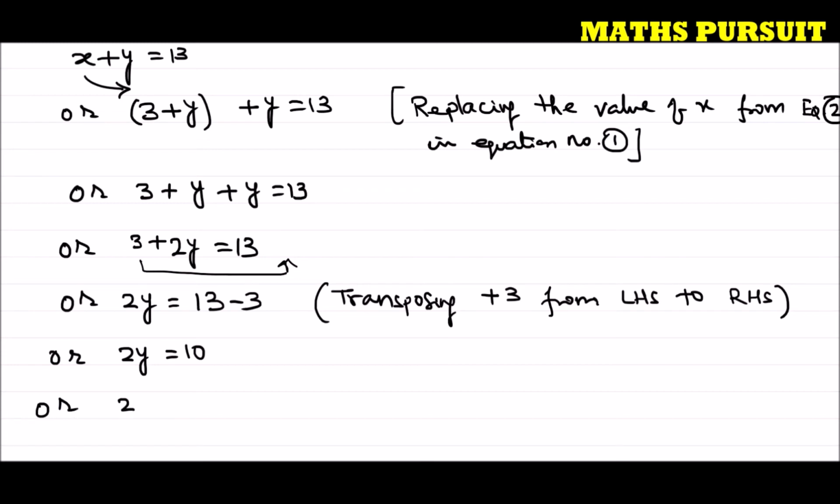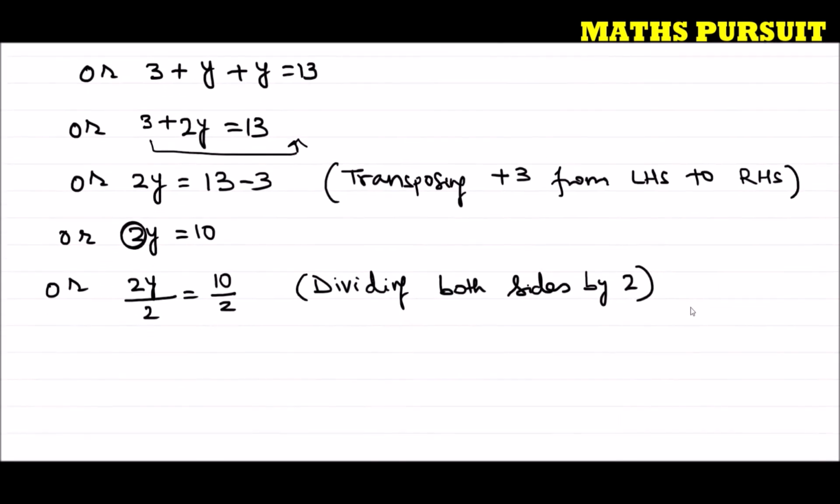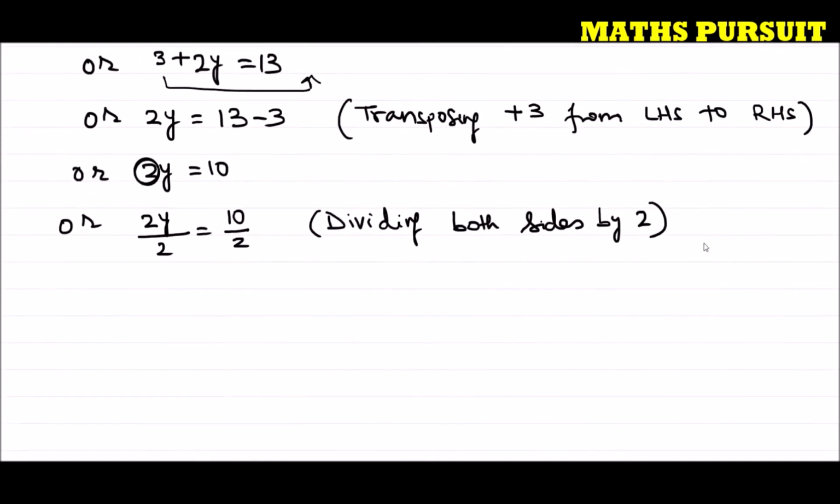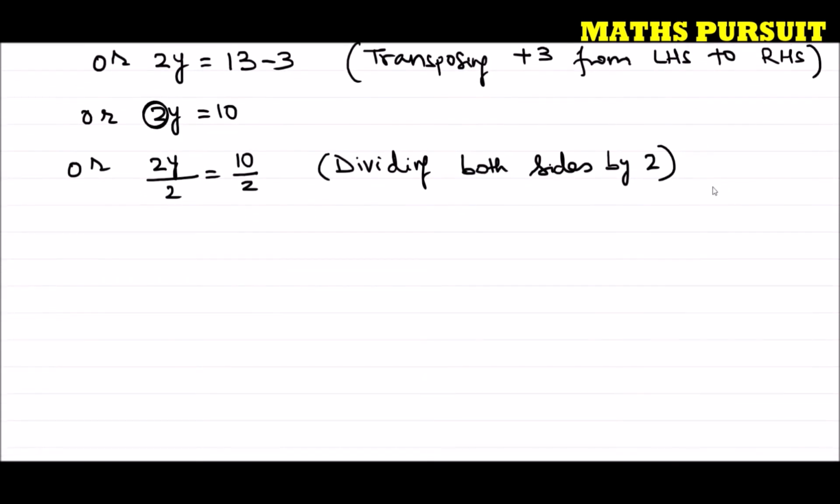Or 2y divided by 2 is equal to 10 divided by 2. What am I doing here? Dividing both sides by 2. Why do I want to divide both sides by 2? So that I can eliminate the 2 from y. In order to eliminate the 2 from 2y, I need to divide by 2. If I am dividing something on the left side of the equation, I should also do the same thing to the right side of the equation. For that reason, dividing both sides by 2.